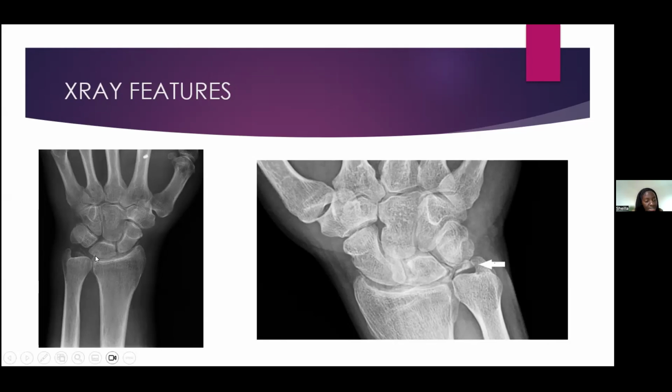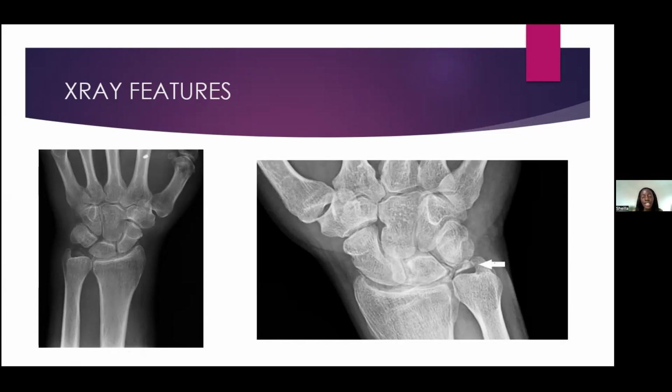So on the left-hand side, you can see there's some deposits there within the joint next to the triangular cartilage. And here as well, where the arrow is pointing, you can also see that there's a bit of calcification in that joint. So that's pseudogout.